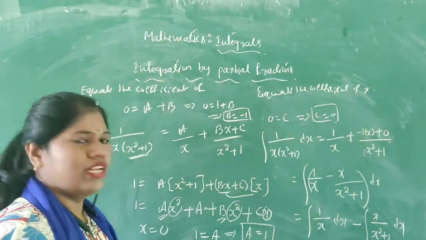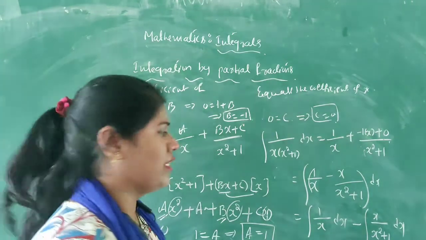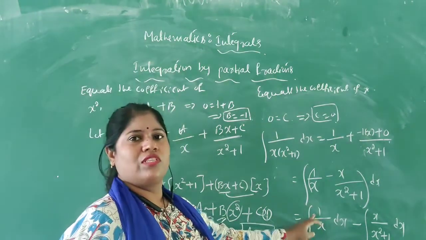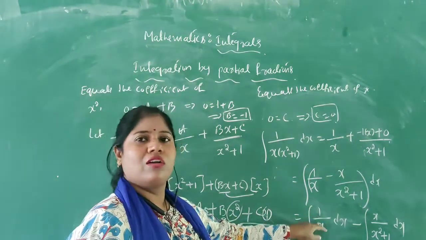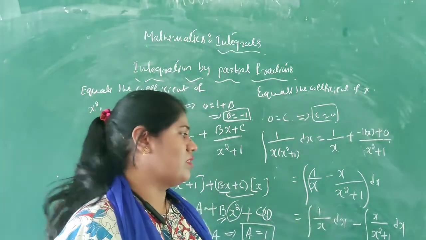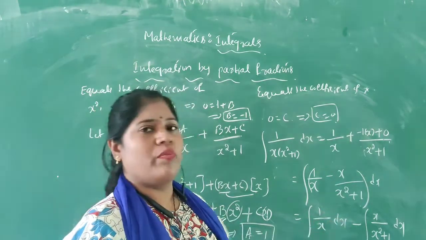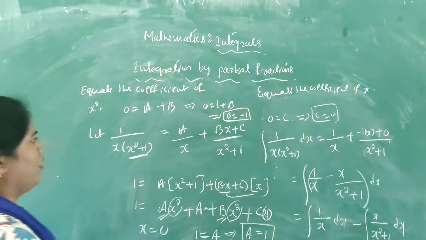So what is integration of 1 by x? Integration of 1 by x is log modulus x, okay. For the second term, now in the previous class we have discussed about integration by the method of substitution. So we have to go for the method of substitution, okay.